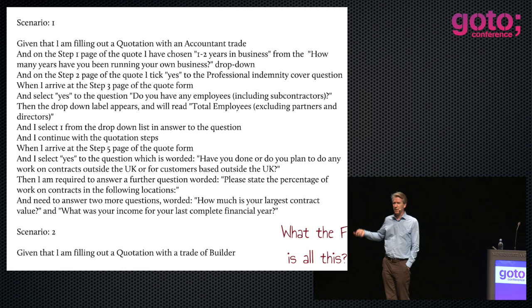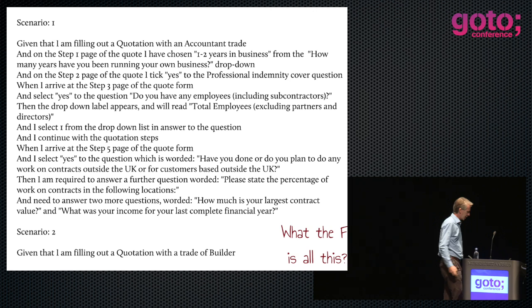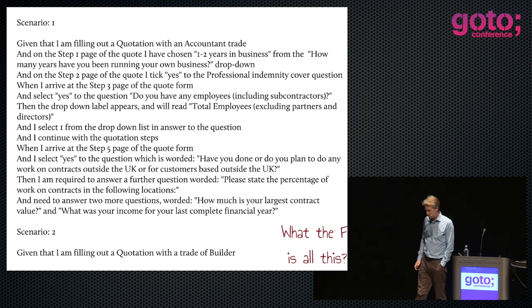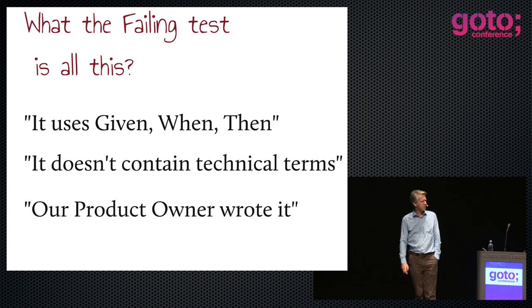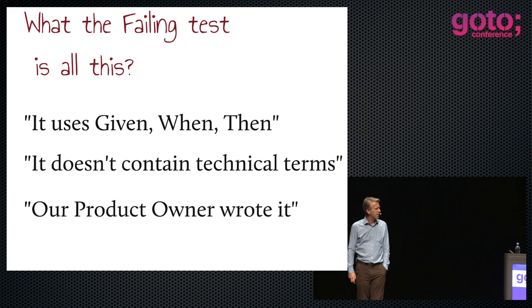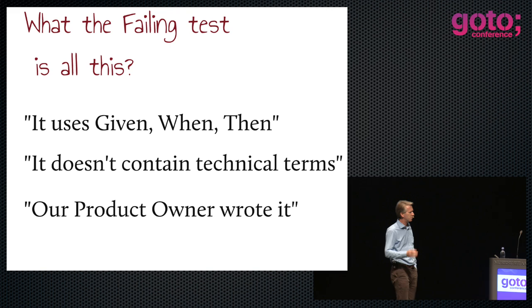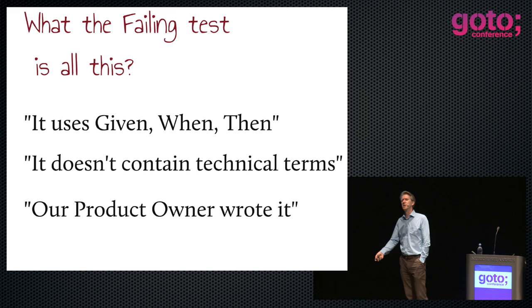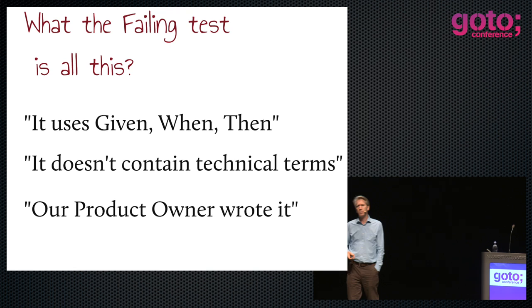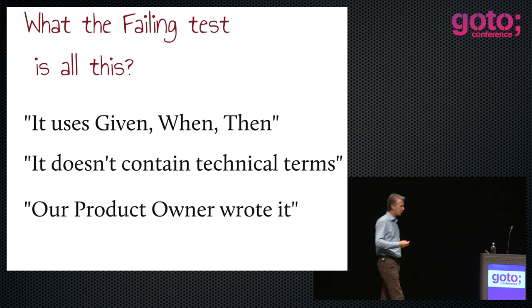And you might be thinking, have this similar reaction to me, of what the failing test is all this? The development team that produced this got a little bit defensive and said, well, hang on, it's got the gherkins, it's got all our givens, whens, and thens. It's not unit tested, it doesn't refer to any technical terms or implementation details. And then they felt very proud. They said, besides, why should you criticize this? Because we didn't write this, our product owner wrote this. So it was kind of a, take that, Mr. Consultant, off you go.